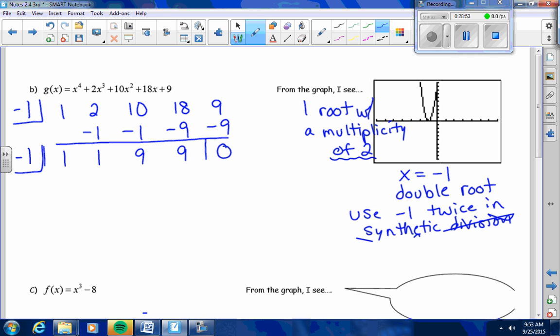Let's try that again. Okay. So now breaking it down. Bring down the 1. 1 times -1, -1 plus 1 is 0 times -1 plus 9. 9 times -1 plus 9 is 0.